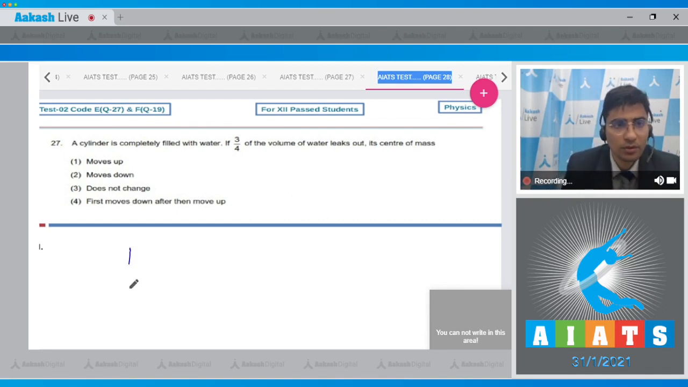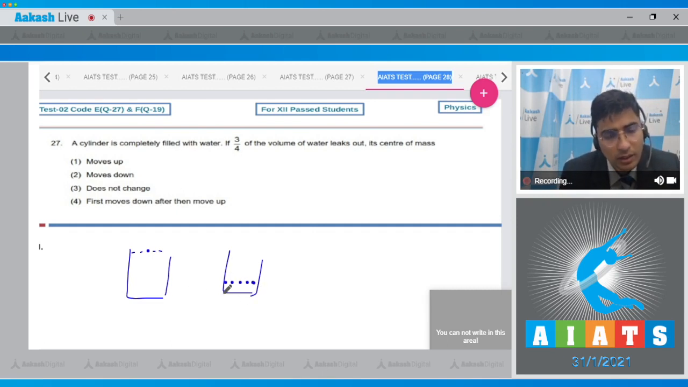Notice, student, the initial state is that the water is completely filled, and the final state is the water is 1/4th filled. Now, the center of mass lies towards the heavier side. We can clearly see in this last case the center of mass will be downwards, and in the first case the center of mass will be somewhere in the middle. Therefore, the center of mass will move down, making option number 2 the correct answer.